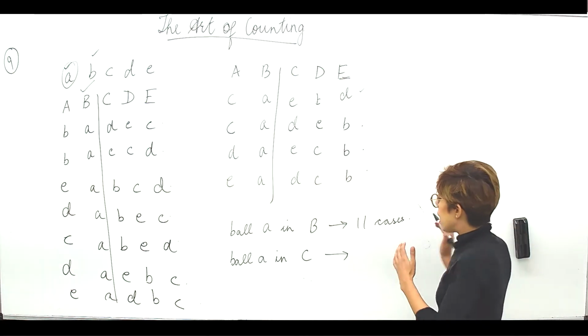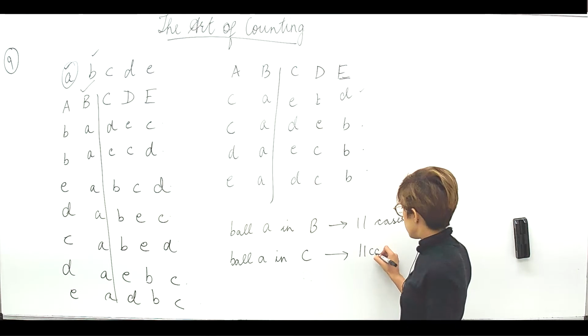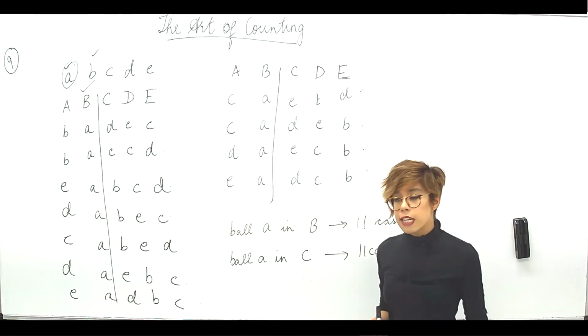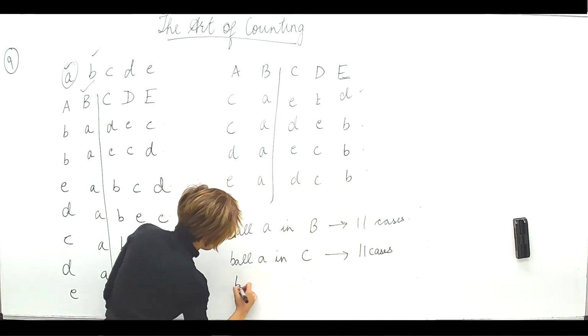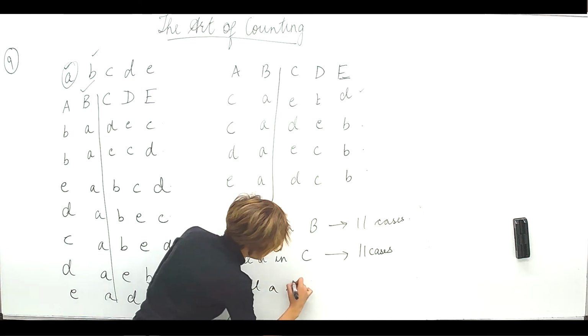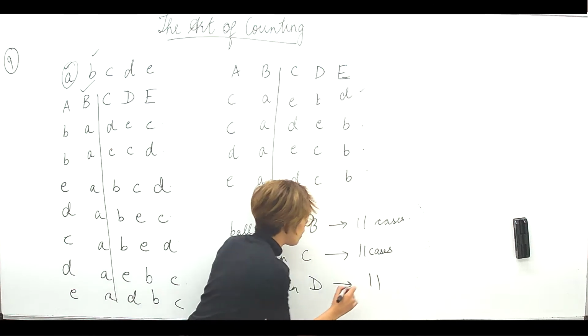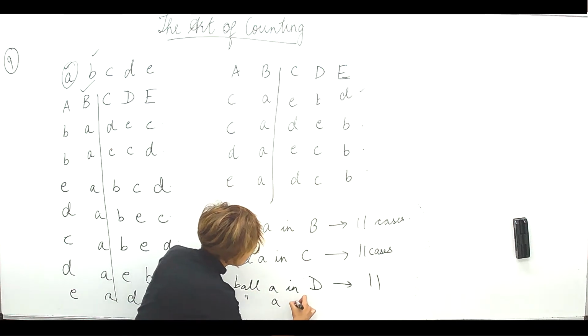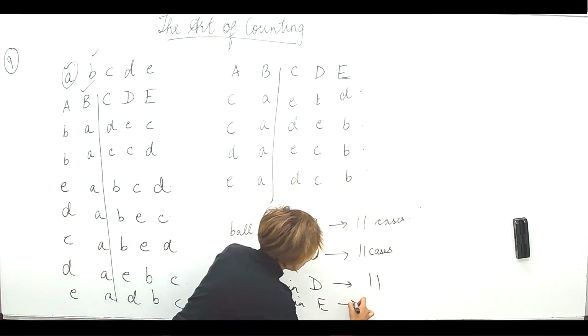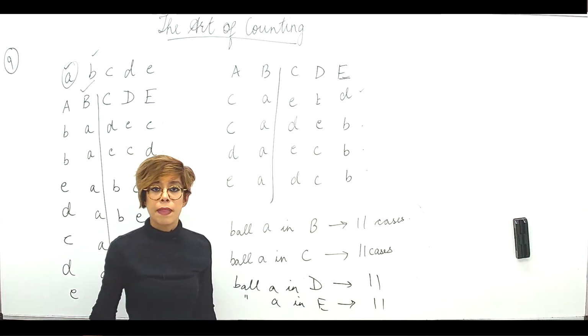Right? So you realize that again I'll get 11 cases. Then, if I put ball A in carton B, how many cases will I get? I get 11 cases. Absolutely right. Then, ball A in carton E, how many cases will I get? I'll get 11 cases. Right?